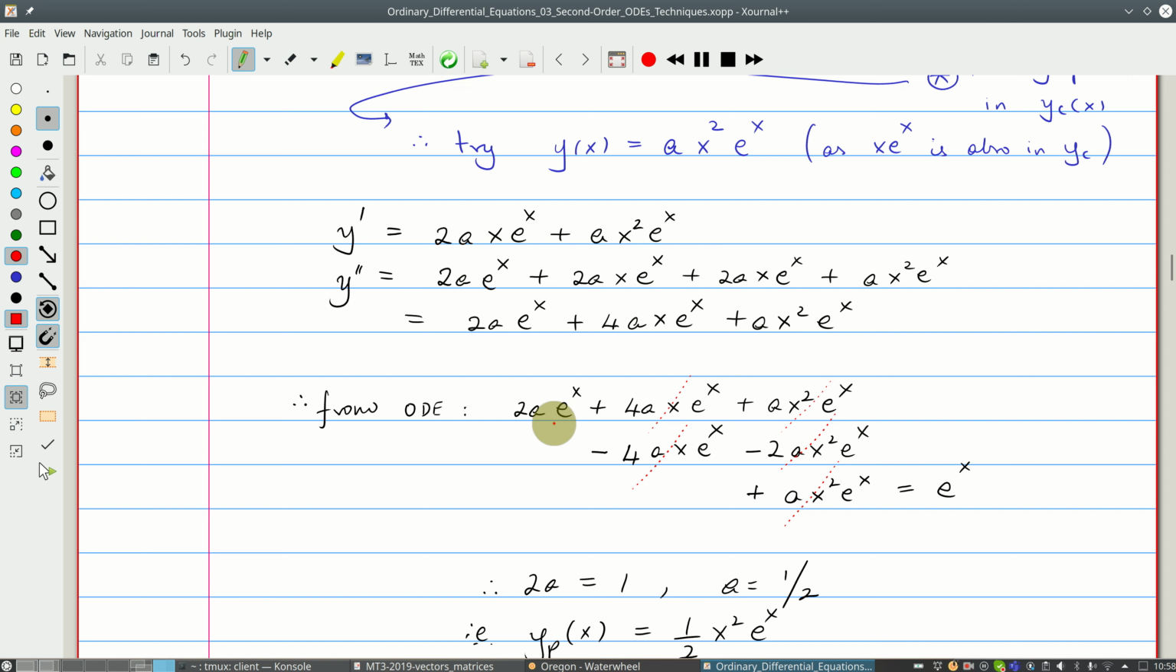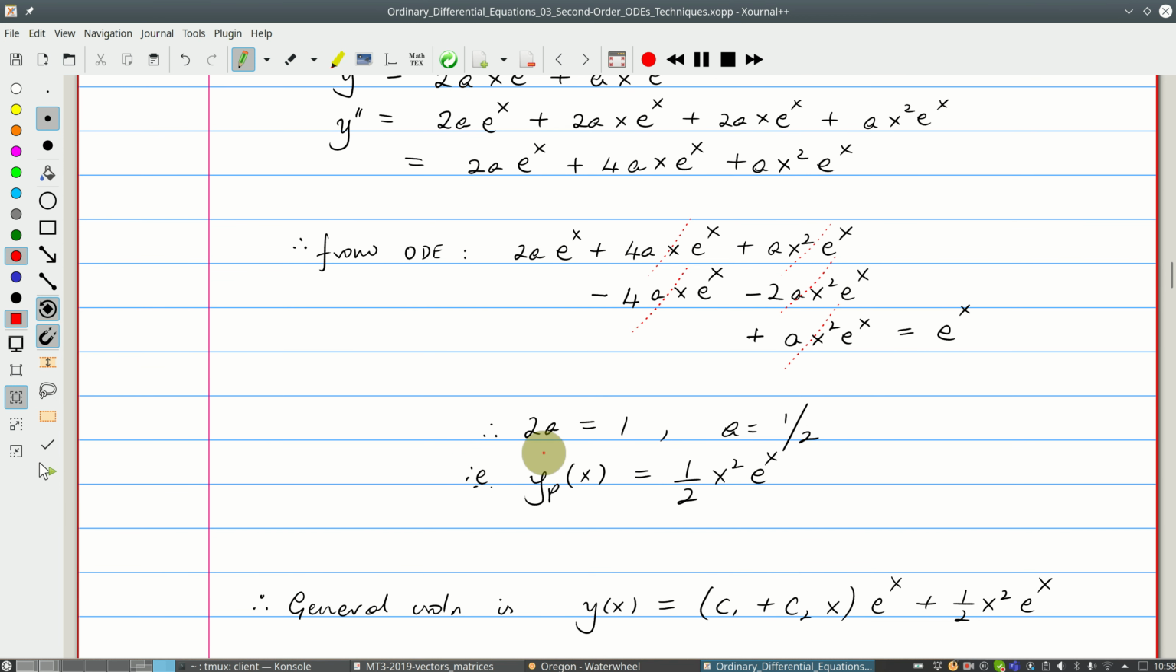I've collected terms such that terms with particular powers of x line up, and that makes it much easier to handle when you're doing this sort of thing. And you can see that all these cancel off except for the first, and then that's equal to e to the x, which is the source function. Now we can cancel the e to the x's because it's never 0, so we get an equation for a: 2a is equal to 1, or a is equal to a half. So we have our particular solution is a half x squared e to the x.